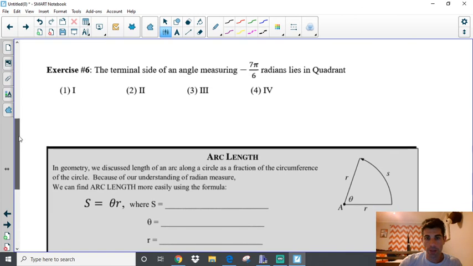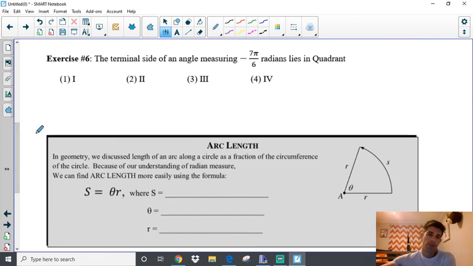All right, so here's a word problem for you. The terminal side of an angle is measuring negative 7 pi over 6 in radians. Now, in which quadrant is that? We're measuring quadrants in degrees, but I don't have degrees. So what do I do? I convert. Multiply that by 180 over pi.